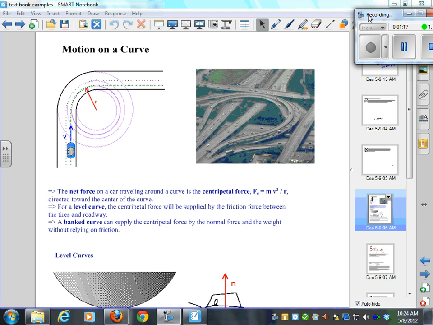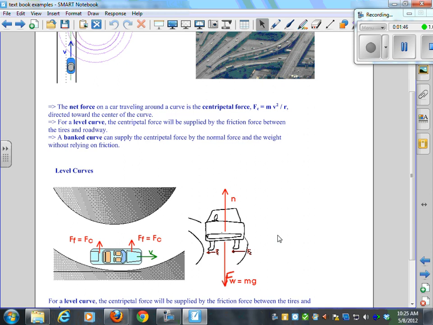The centripetal force will be supplied by the friction force between the tires and the roadway. So generally, lower speeds. A banked curve can supply the centripetal force by the normal force and the weight without relying on friction. So they bank the curve when you're talking about a higher speed. If you think about auto racing, NASCAR, they bank the curve so that they can travel faster. If they didn't bank it, they wouldn't be able to go nearly as fast. So we're going to start off by talking about level curves.